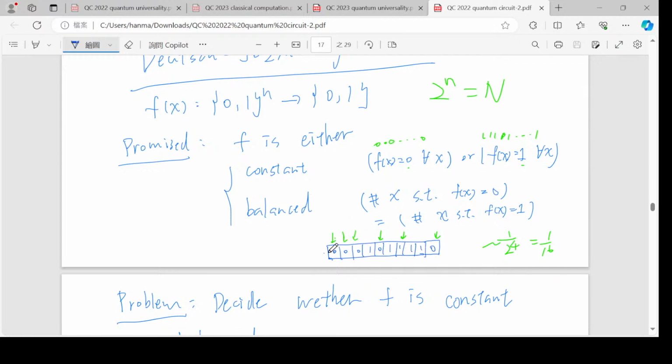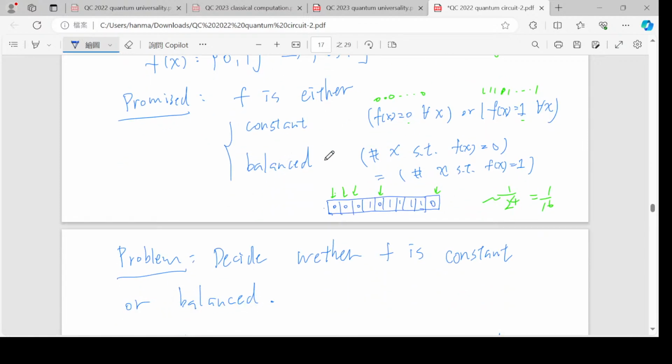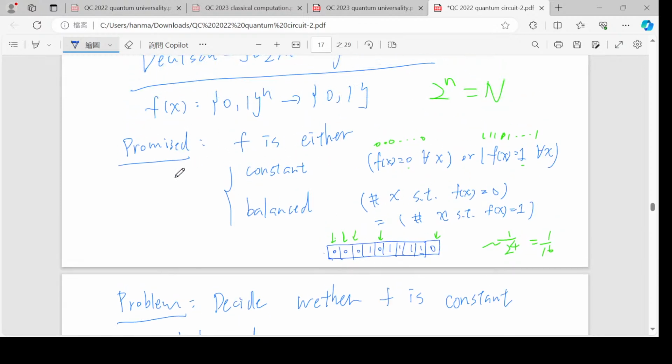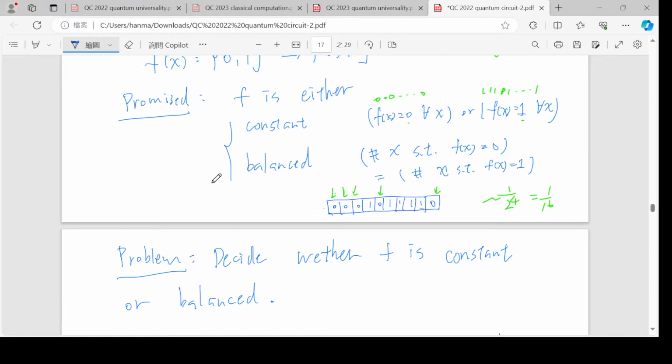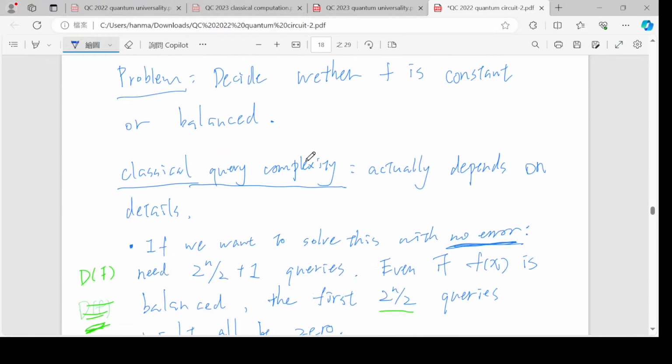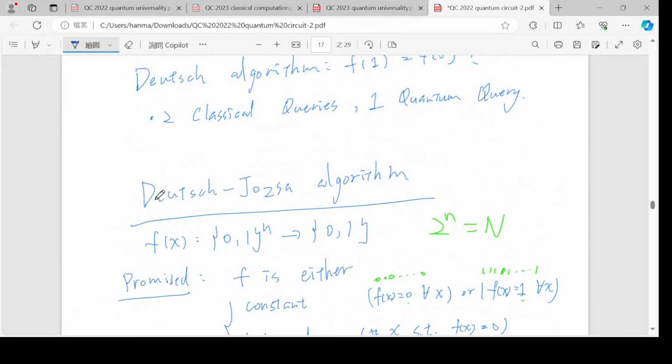Our example is a little weird, but anyway, we have 5 zeros and 5 ones. As you see, this is a balanced input string. We spend a lot of time talking about constant and balanced because our problem is to decide whether your f is constant or balanced. If you are given a constant input string, your algorithm should say f is constant, and if you are given a balanced input string, your algorithm should say f is balanced.